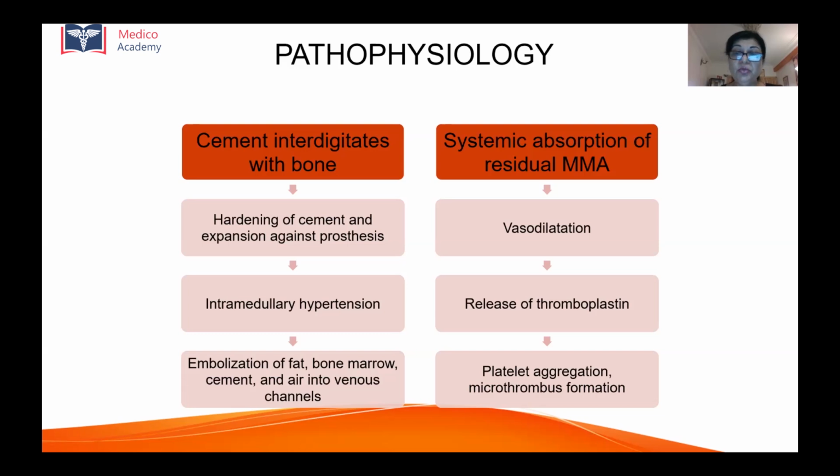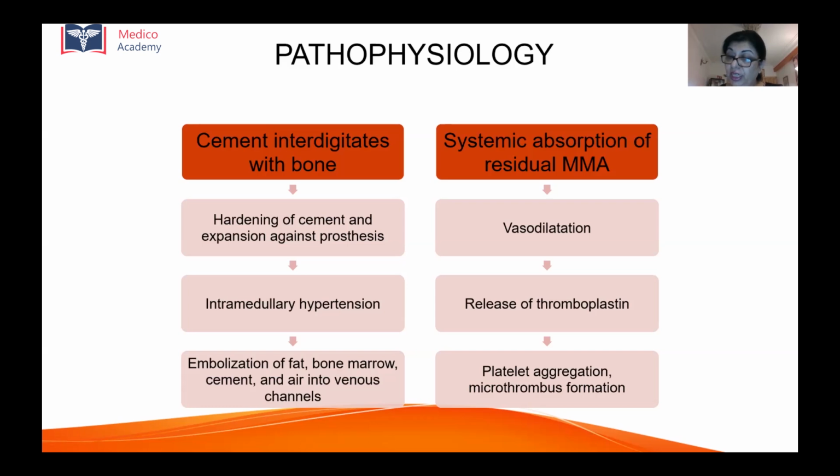Second is the systemic absorption of the residual methyl methacrylate, that is the histamine release, hypersensitivity, and complement activation. It is felt that the embolic model alone cannot account for all the features of BCIS, and that a combination of different factors acting in tandem contributes to the full clinical picture which can be seen. Anaphylaxis and BCIS share many features, notably an increase in the plasma histamine concentrations.